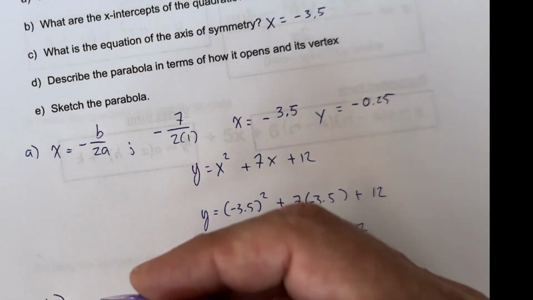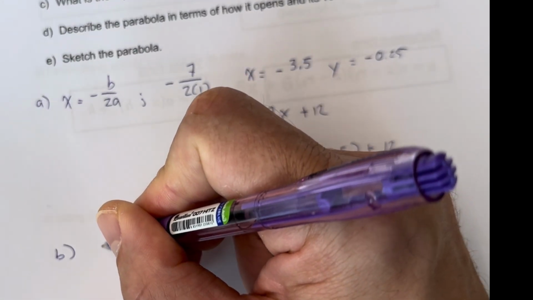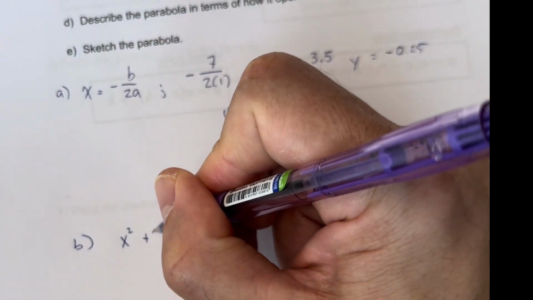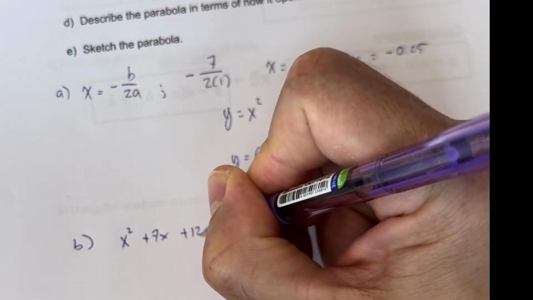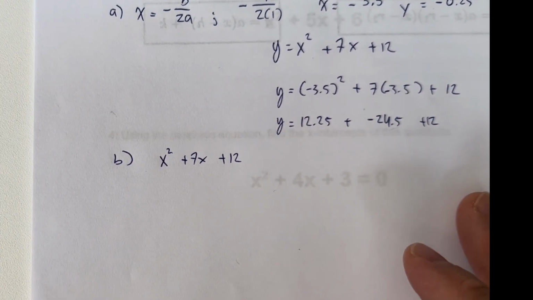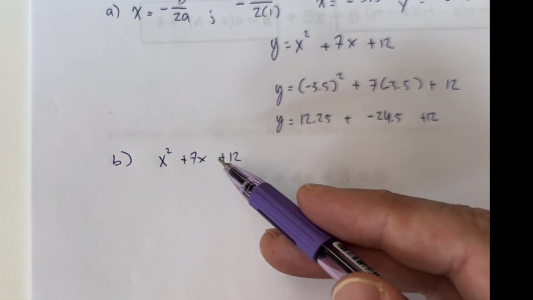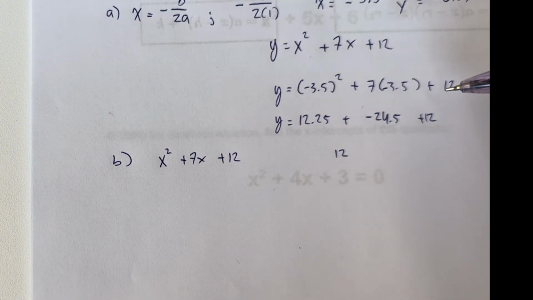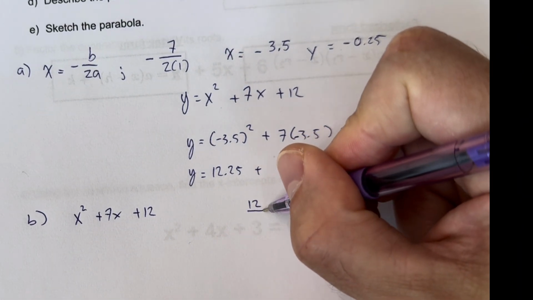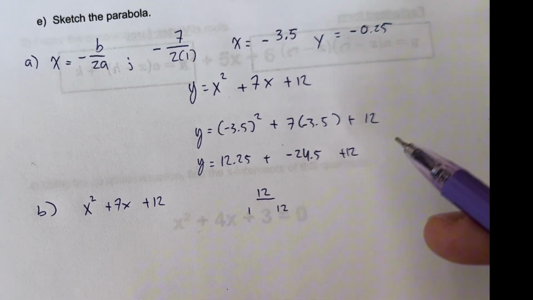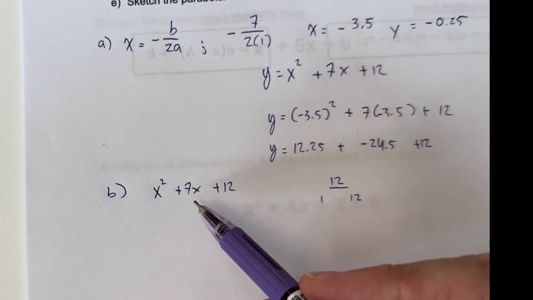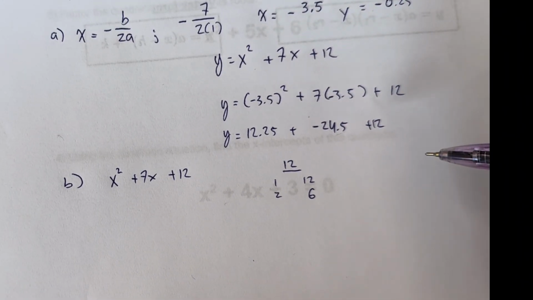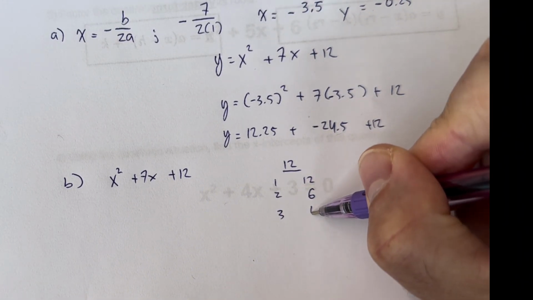Okay, so I'm going to rewrite my quadratic right here: x squared plus 7x plus 12. To factor this, I'm a big fan of using the AC method. So A is 1 and C is 12. 1 times 12 is 12. Okay, and so then we think about factors of 12 that when added together give us 7. So 1 and 12 is 13, that doesn't work. 2 and 6 is 8, that doesn't work. But 3 and 4, that does work.